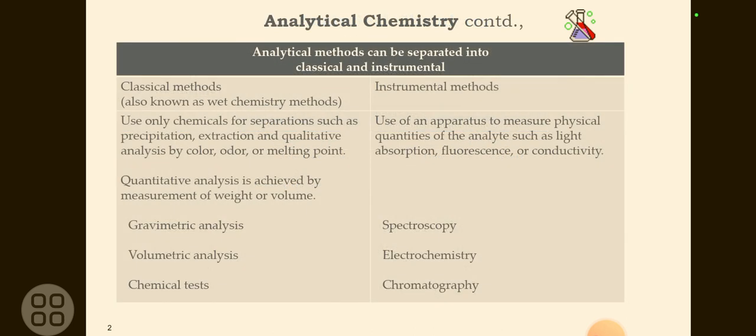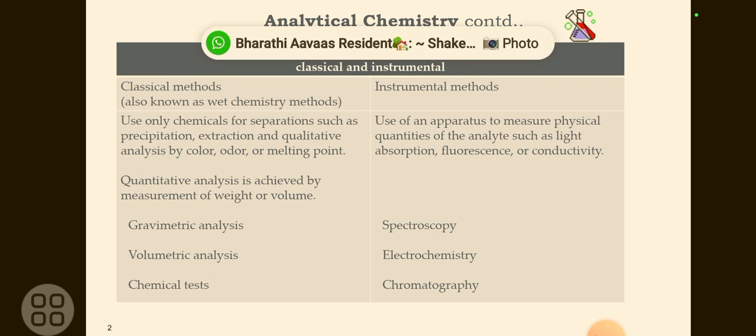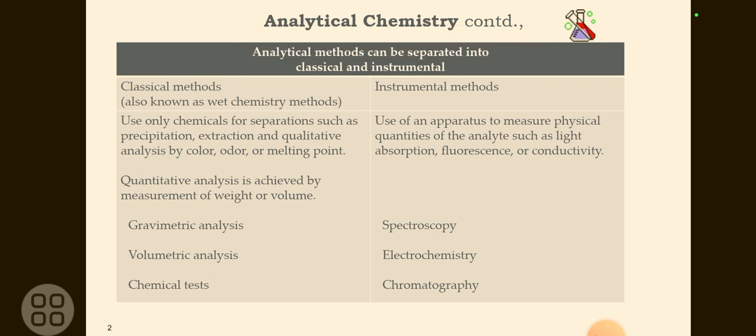Going to the next slide, the analytical methods are divided into two types: the classical methods and the instrumental methods. Some methods we perform using simple chemicals, like only chemicals and just oven drying, etc. But in some analyses we definitely have to use some type of instruments. The classical methods we can especially call the wet chemistry methods.